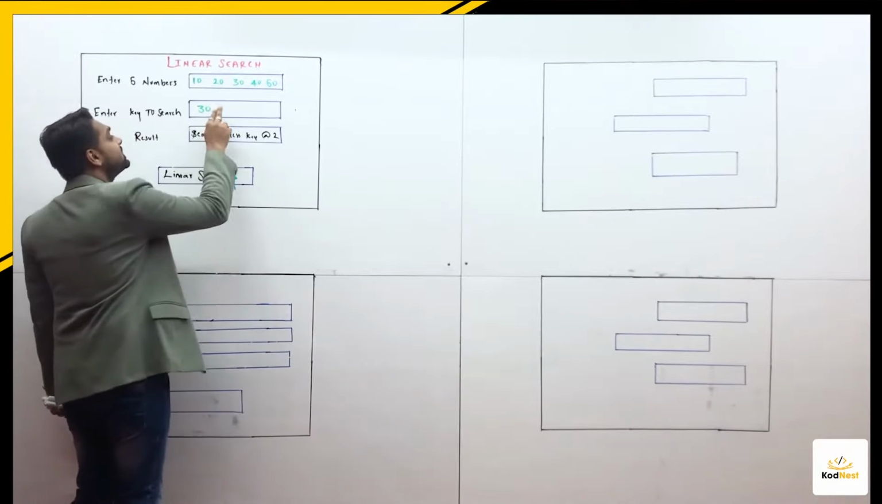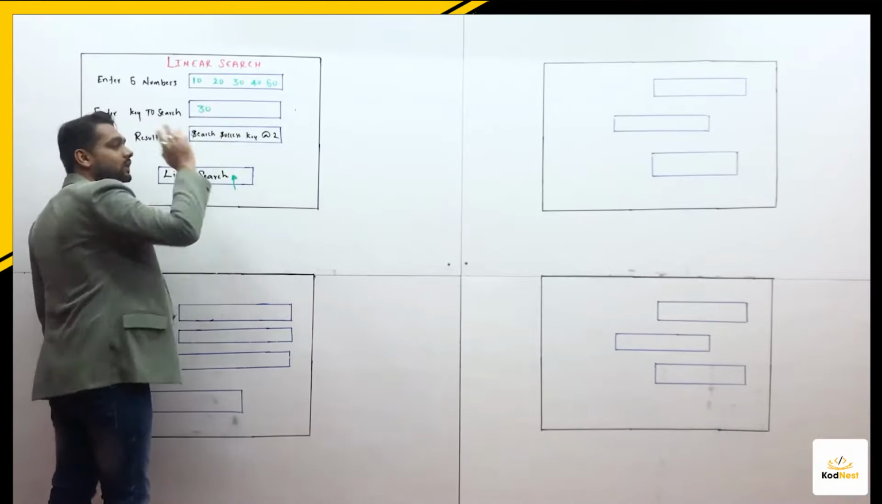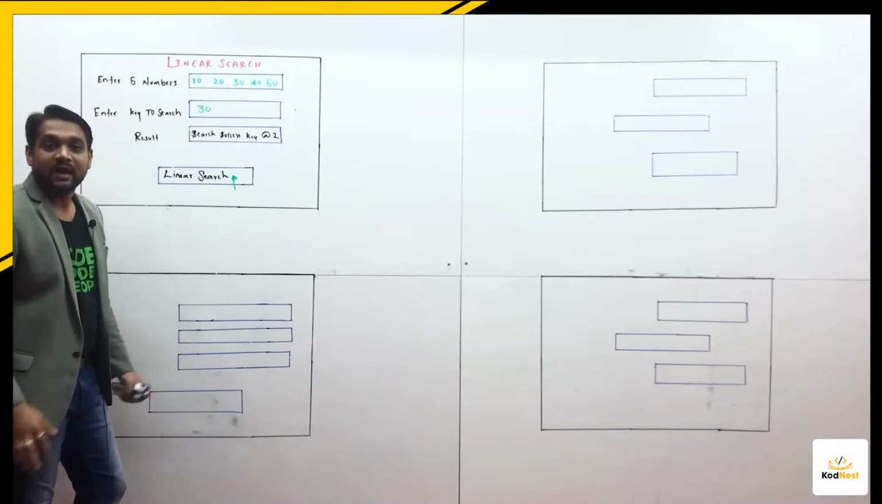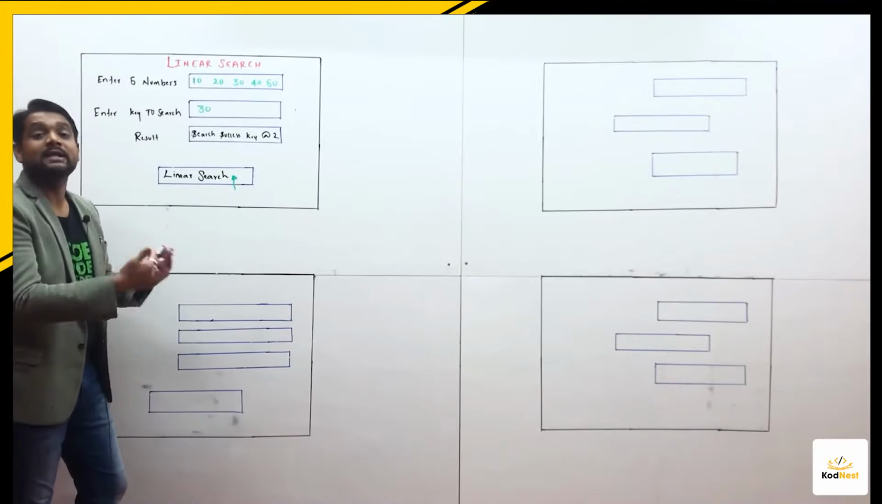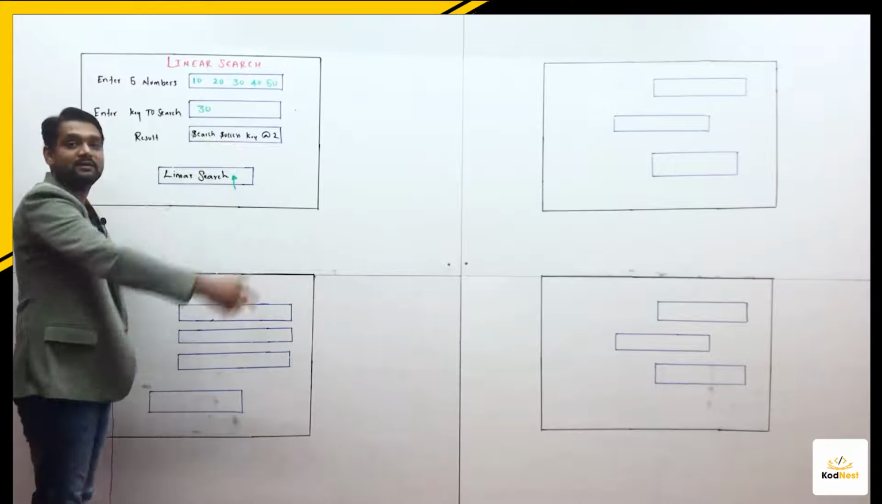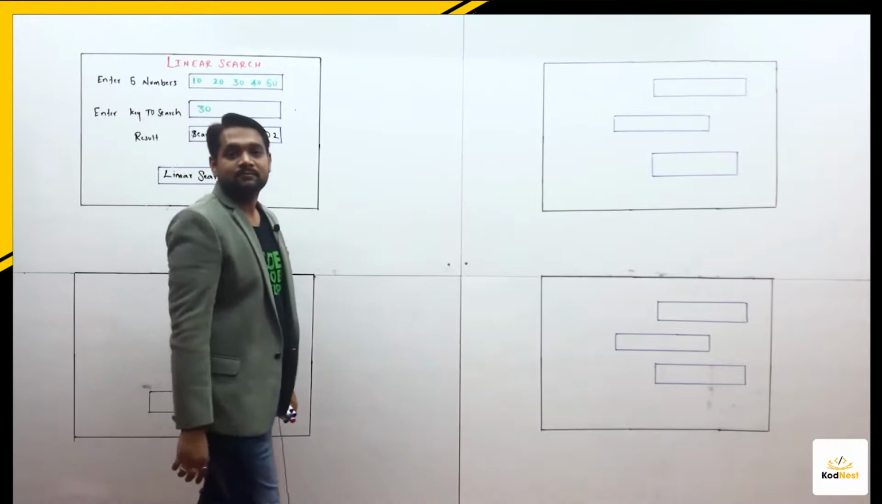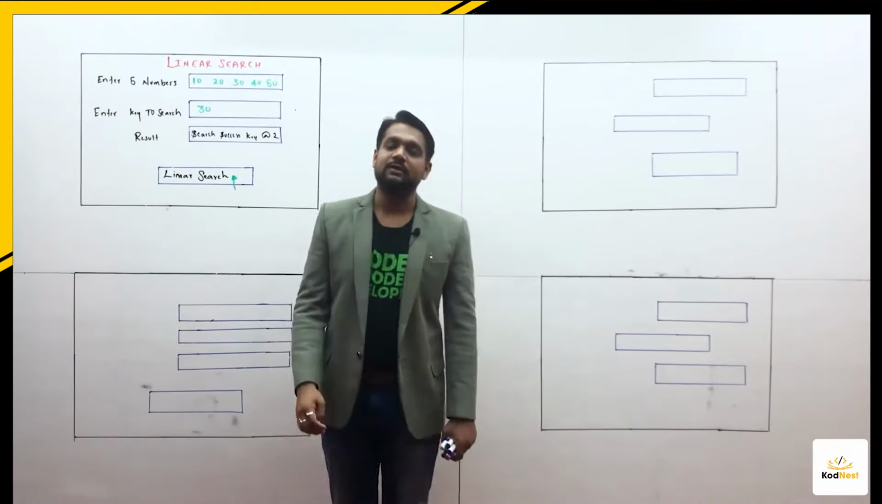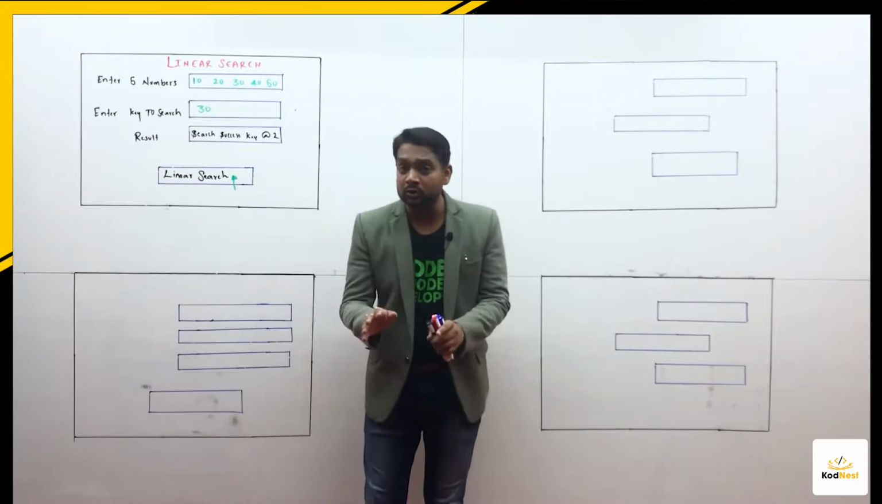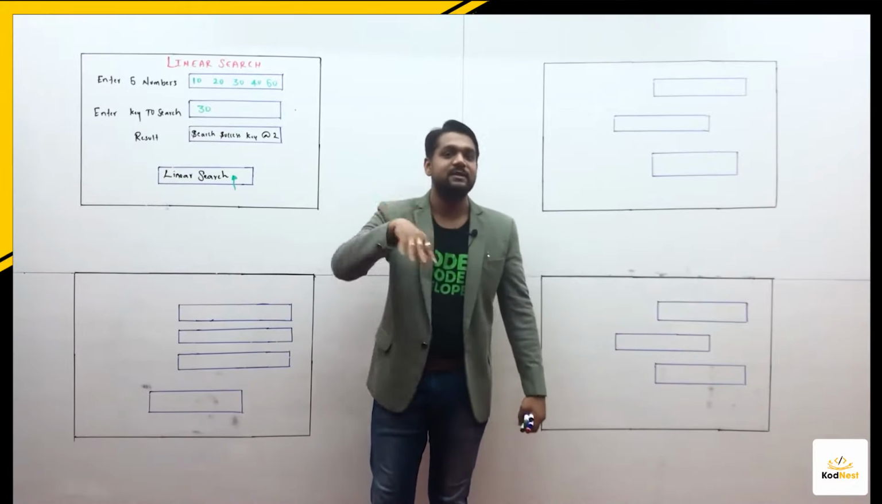Sir, if the input is 60, then Key not found, like that you have to print. Ultimately, in the background, the linear search algorithm should be running. How you would do it is left to you. You have to do it and send it to me.